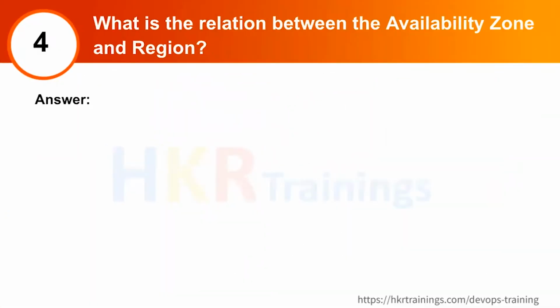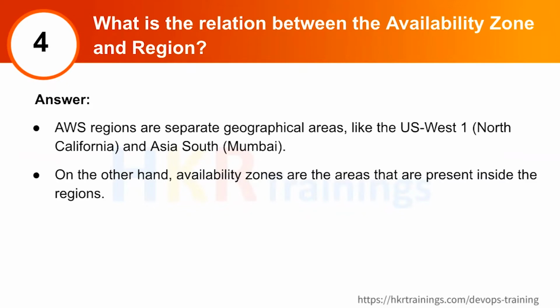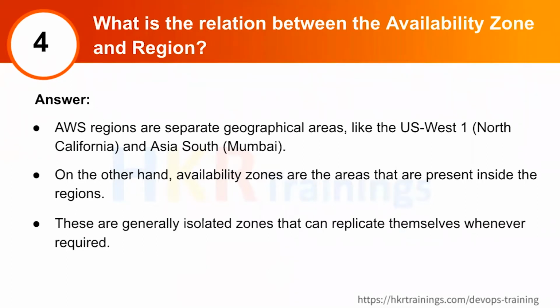Okay, what is the relation between an availability zone and a region? Like we know, AWS has multiple regions, and you can choose a region which is closest to you to get minimum latency. If I'm residing in India, I can choose Mumbai as my region, where I can get the minimum latency to my application, so that end users will not feel any latency while accessing the application. AWS has separate geographical areas called regions, like US West 1 or Asia South.